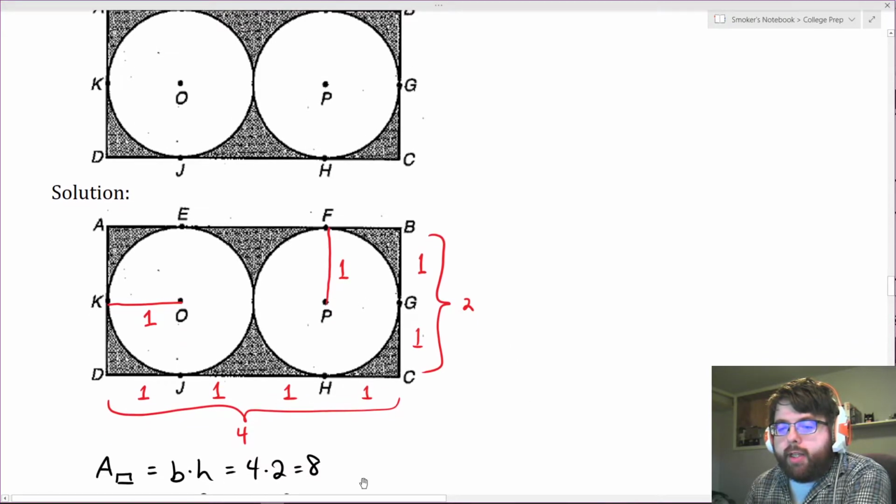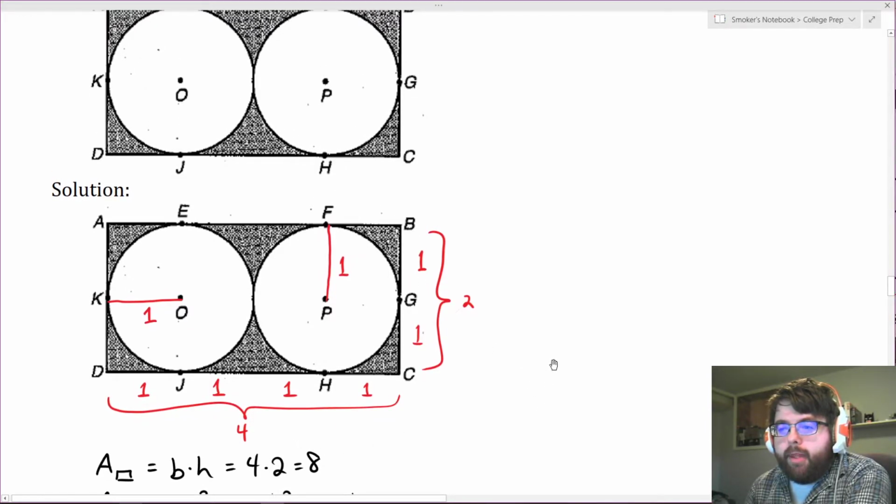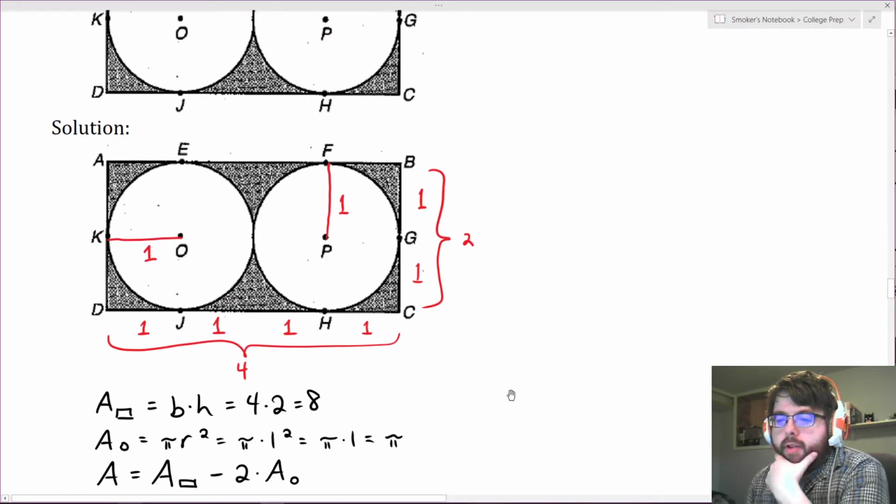So finding the area of the rectangle is base times height, which is 4 times 2, which is 8. Finding the area of the circle shouldn't be too difficult either. The area of one circle is pi r squared, and our radius is 1, so it's pi times 1 squared, pi times 1, which is pi. Okay, so if I find the area of one circle, then to find the area of the shaded region, what I want is area is equal to rectangle minus 2 times circle, because there are 2 circles in this area.